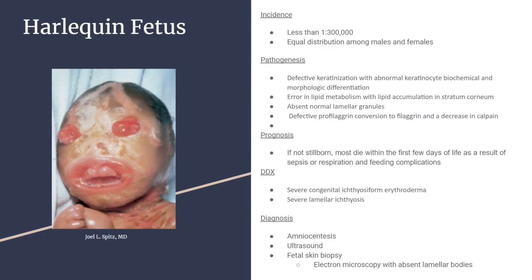Prognosis is poor, but there are some patients that go on to live a nice, healthy life. Prognosis still is guarded, and usually death happens either from sepsis or respiratory complications. Feeding complications also are implicated, but it's more likely sepsis or respiratory.